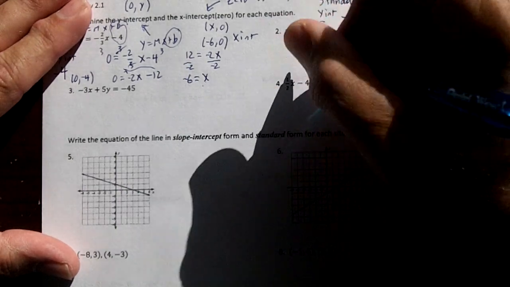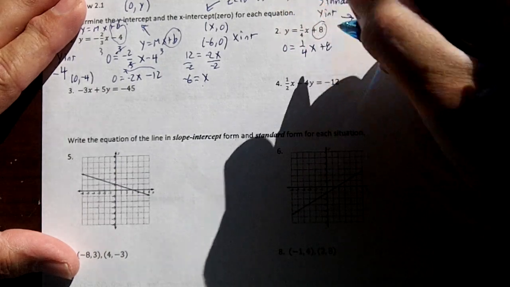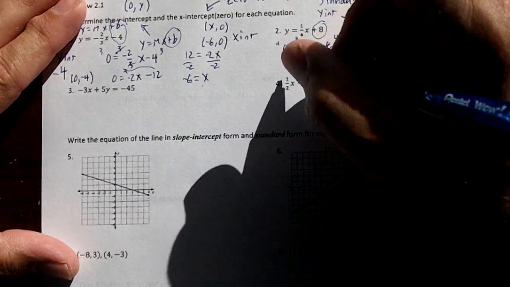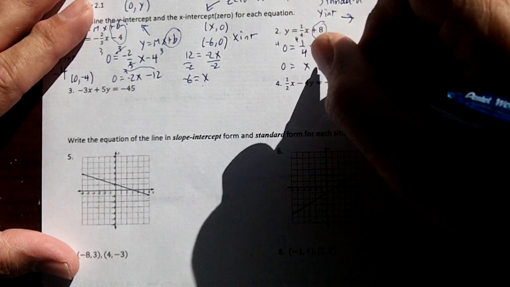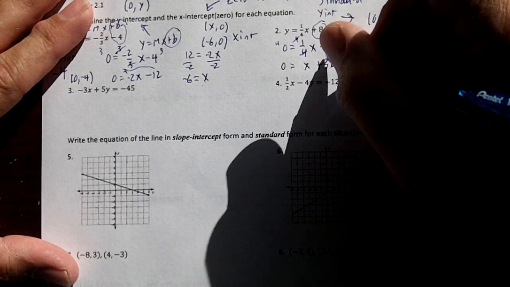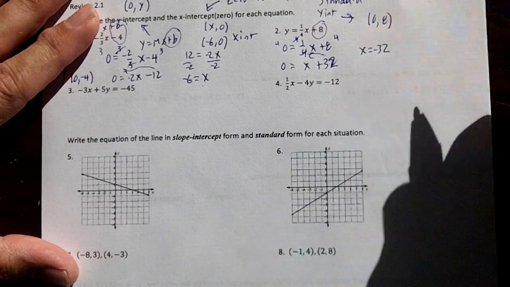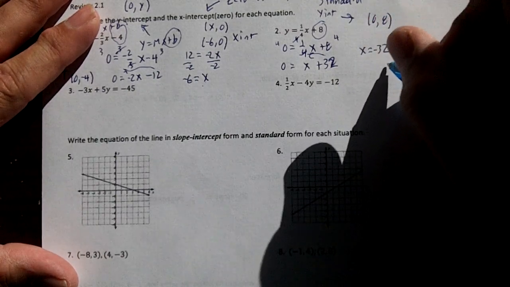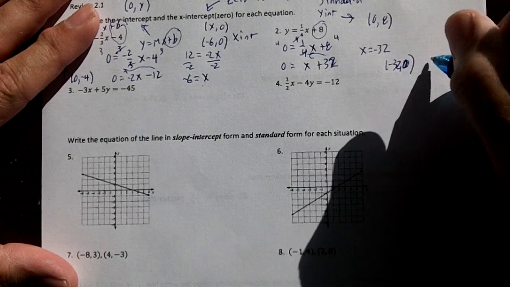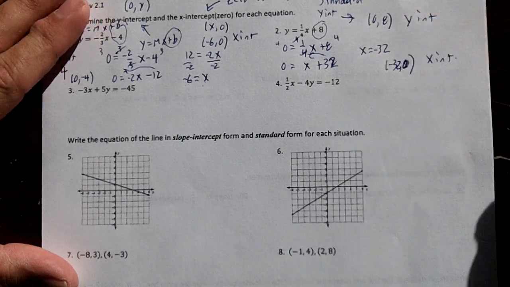Now then, I'm going to replace the y with 0, and this is going to give me my x-intercept. So I'm going to multiply everything by 4. I'm going to get 0 equals x plus 32. The 4's cancel out here, right? Then all I got to do is move over the 32, so x is going to end up being a negative 32. That ordered pair would be negative 32, 0. So this is my x-intercept, this is my y-intercept.